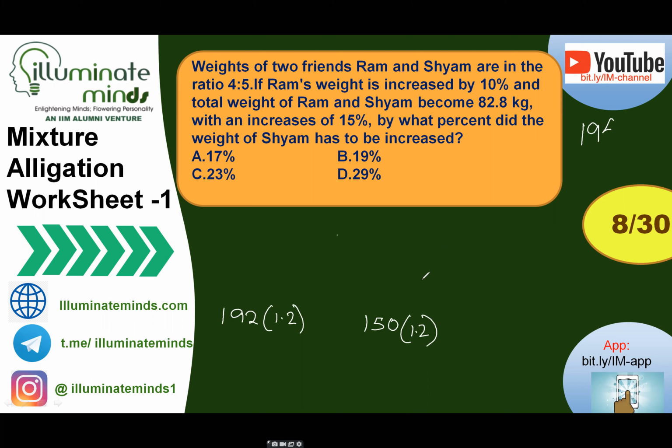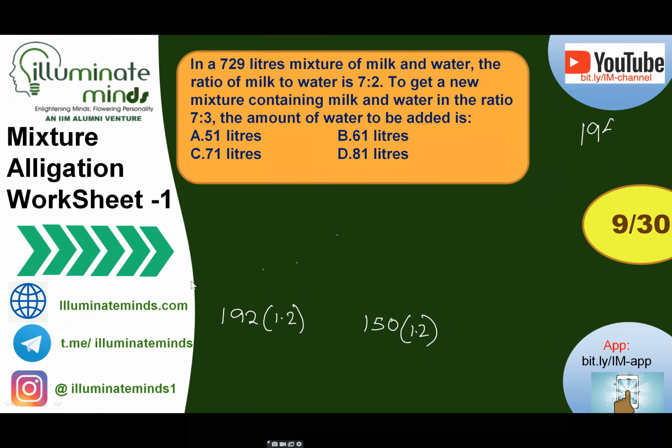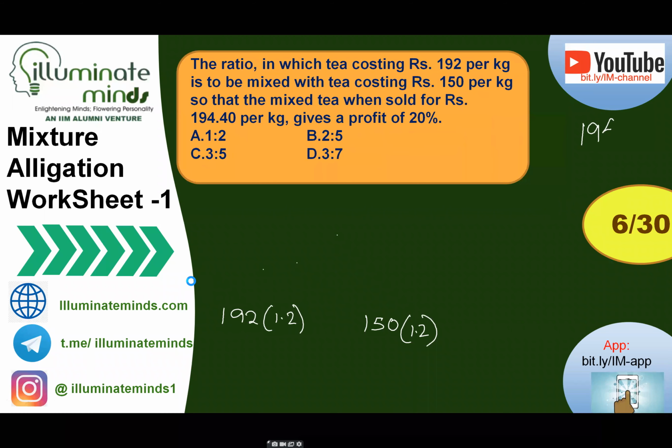Though I remember the question, for your sake I will go back to the previous slide. Question number 6, we were there in question number 6. So let's come back to question number 6. So guys, 192 into 194.4. We'll play the allegation between these three and we'll reach the final answer.